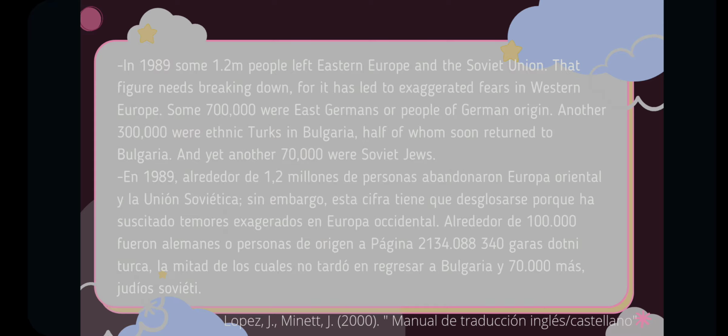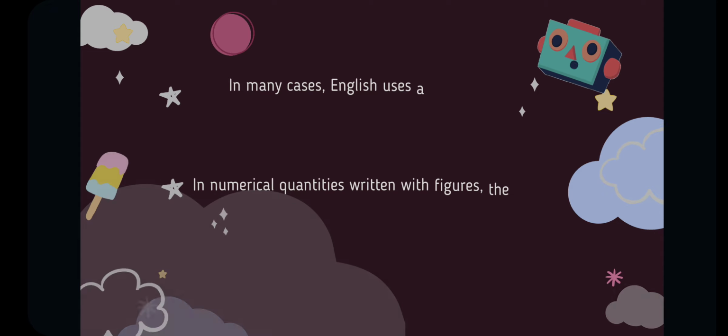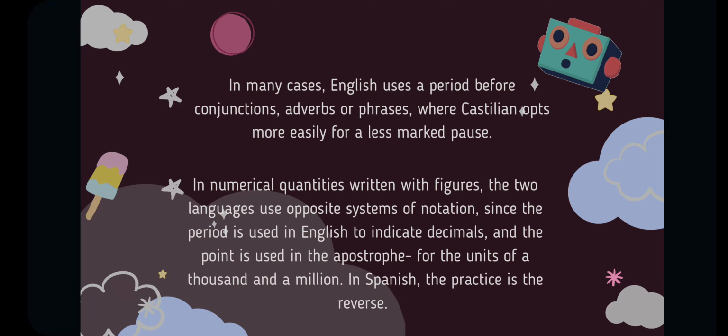Now take the time to read the following examples. In many cases, English uses a period before conjunctions, adverbs, or phrases, where Castilian opts more easily for a less marked pause. In numerical quantities written with figures, the two languages use opposite systems of notation, since the period is used in English to indicate decimals and the comma is used to mark the units of 1,000 and a million. In Spanish, the practice is the reverse.